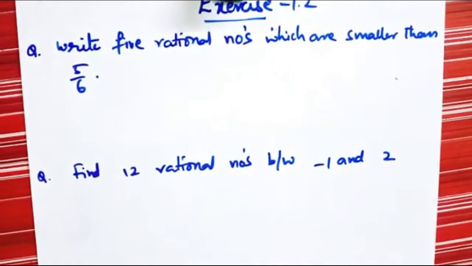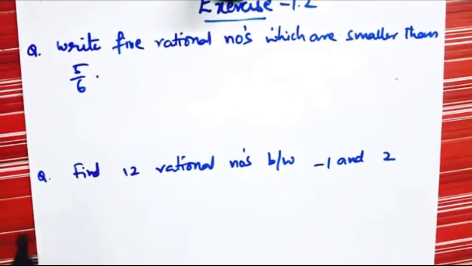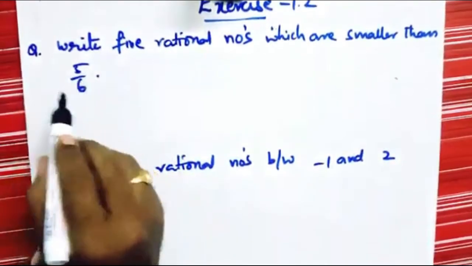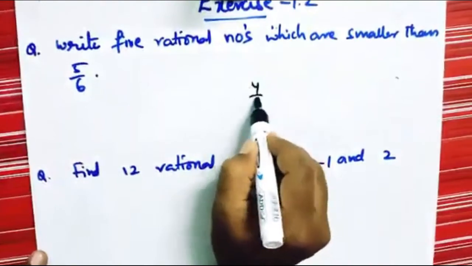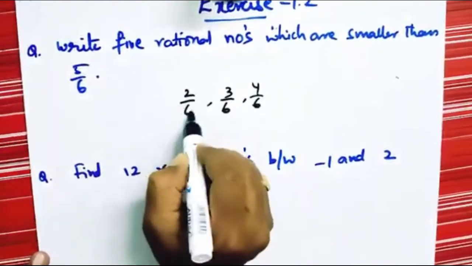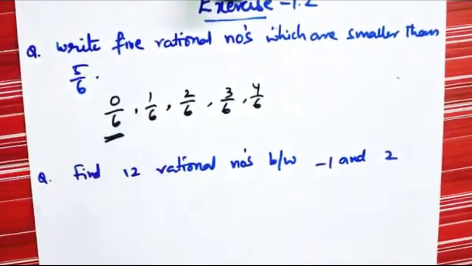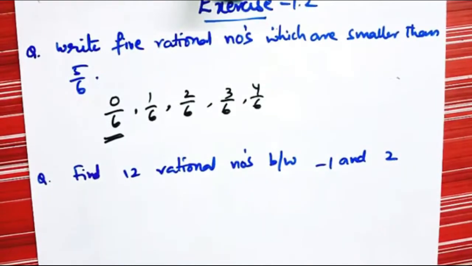Next question, write 5 rational numbers which are smaller than 5 by 6. So the numbers less than 5 by 6 are 4 by 6, the next is 3 by 6, next is 2 by 6, 1 by 6, 0 by 6. This is the answer.